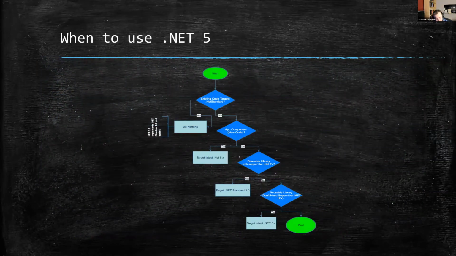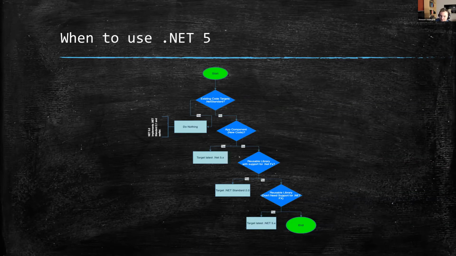When you're deciding whether or not you need to target .NET 5, it really comes down to this: if you have existing code that's targeting .NET Standard, then you probably don't want to do anything unless you really need the language enhancements or the additional runtime or platform features that you get with .NET 5. If you're writing new code, for example creating an application component, then you probably want to target .NET 5.